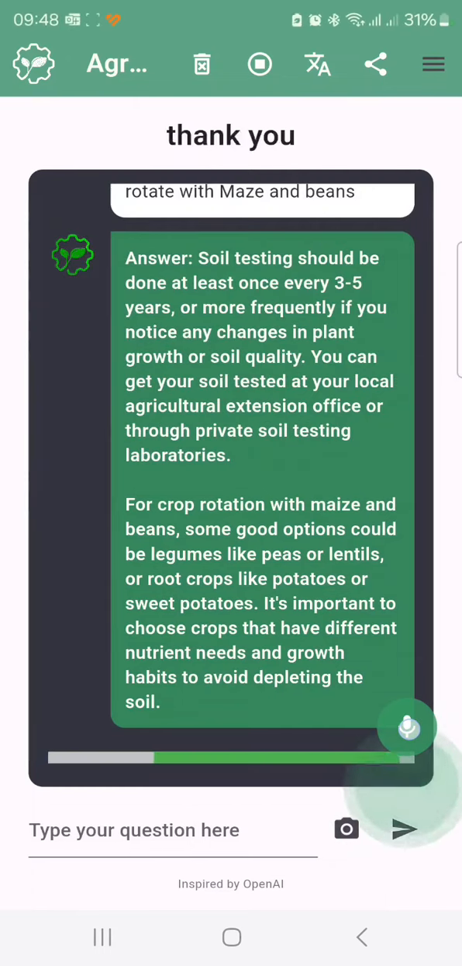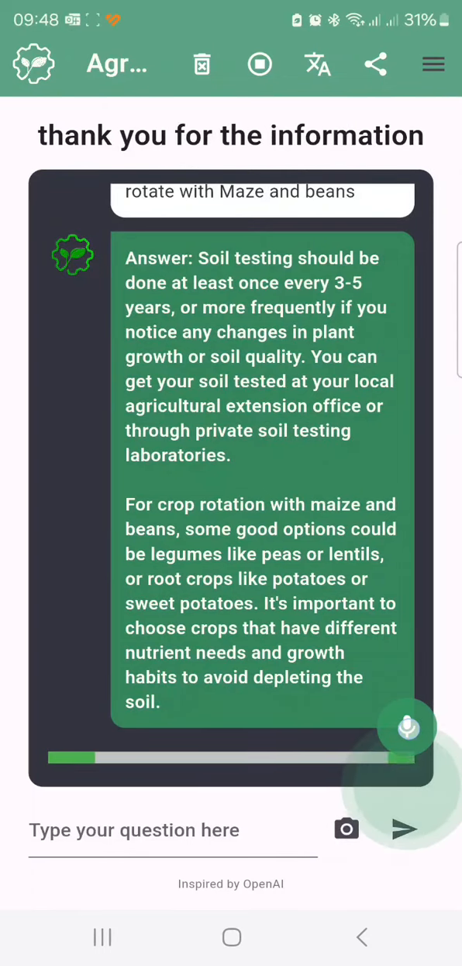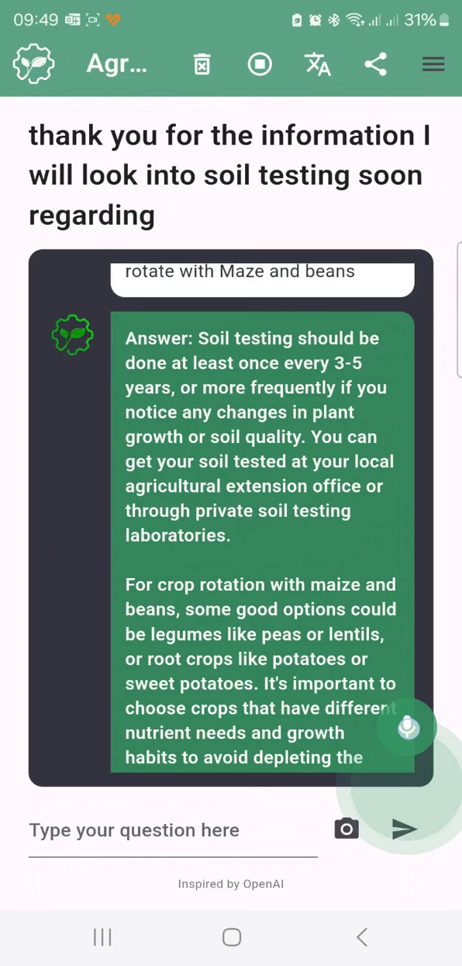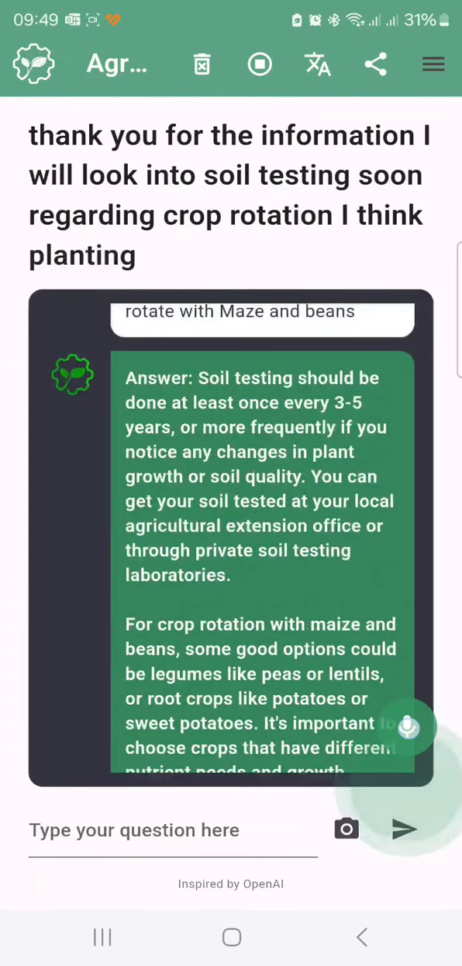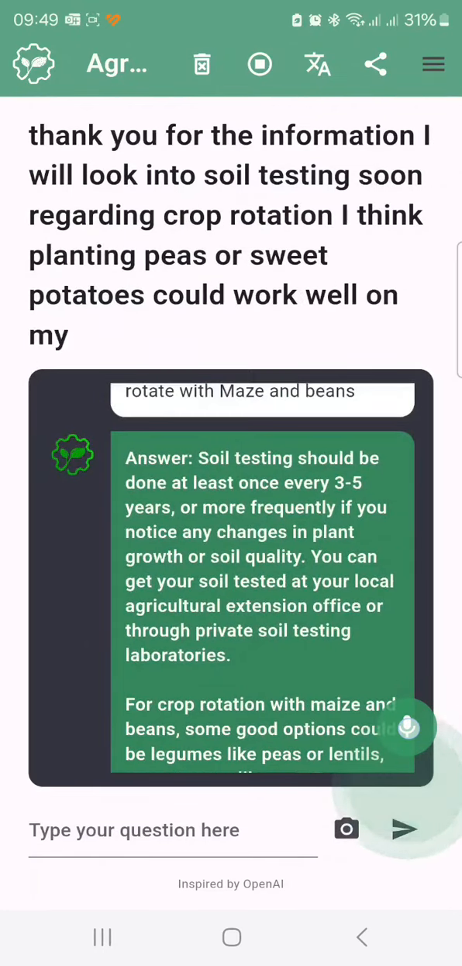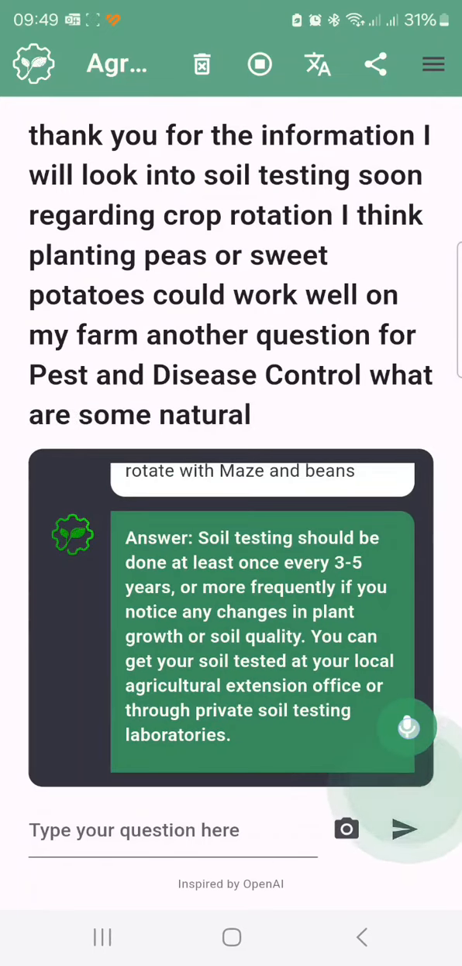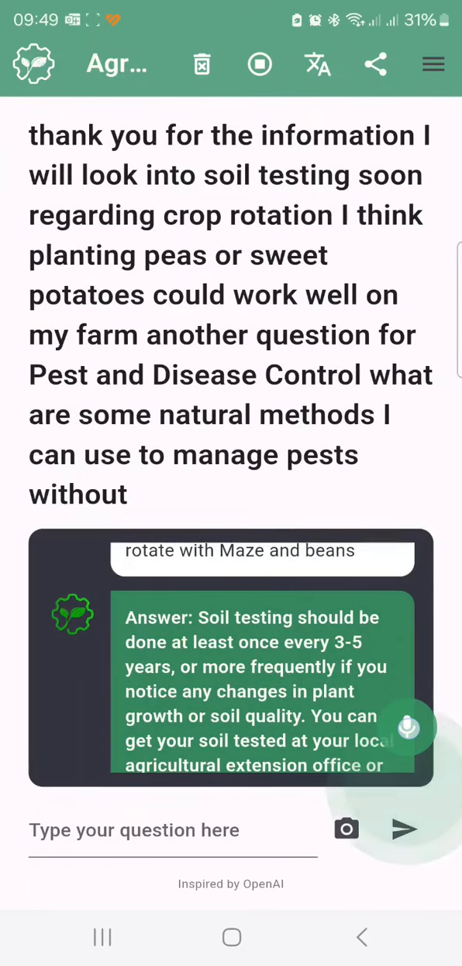Thank you for the information, AgriAI. I will look into soil testing soon. Regarding crop rotation, I think planting peas or sweet potatoes could work well on my farm. Another question. For pest and disease control, what are some natural methods I can use to manage pests without relying too much on chemical pesticides?